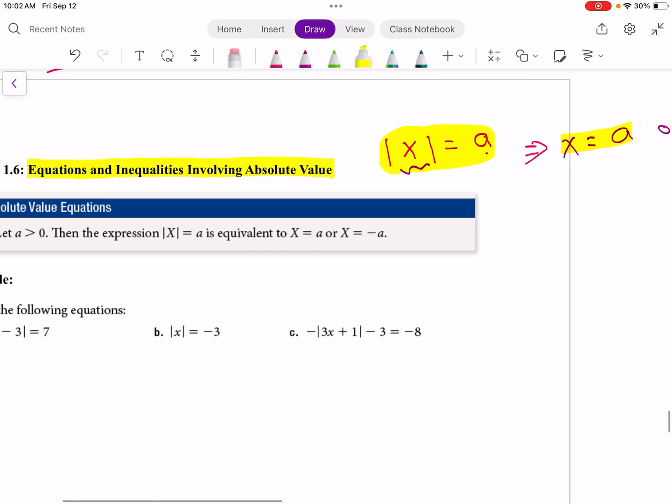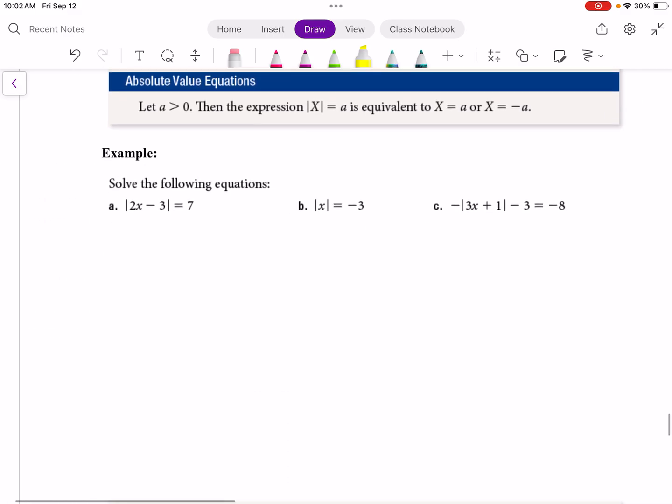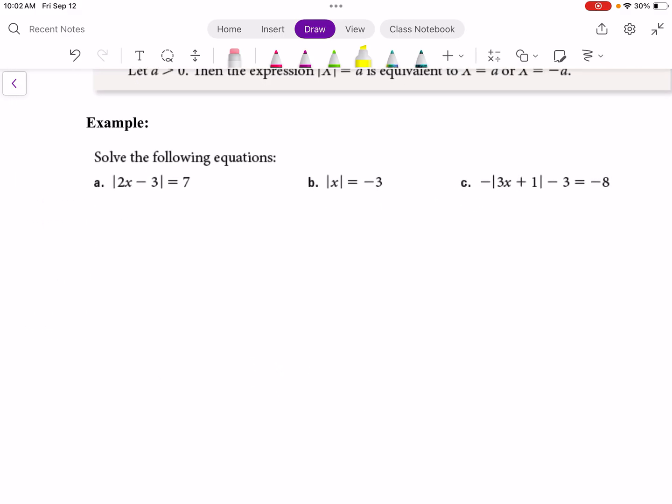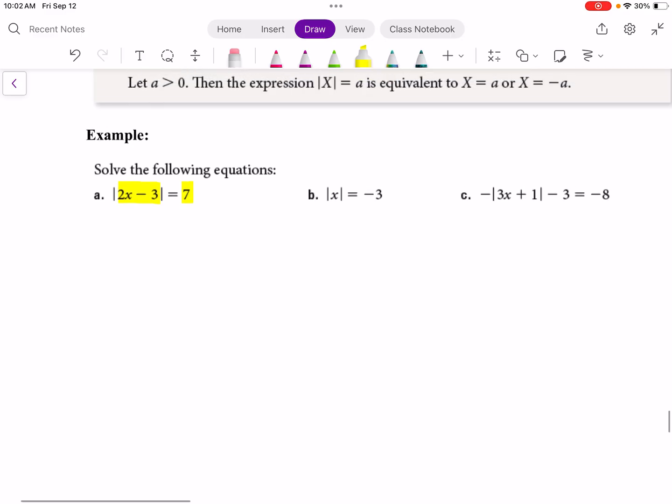Okay, let's go ahead and start an example. Here we have absolute value of 2x minus 3 equals 7. At first, this is an absolute value equation. We want to solve this equation. It means we want to find the value of x. Now the very first step is we will rewrite this equation without the absolute value sign.